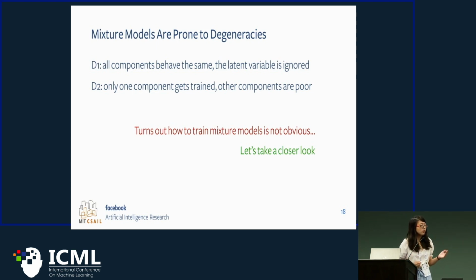Degeneracy type 2: only one component gets trained, and the others are poor and cannot be used to translate any source sentence. Now, how to train mixture models is not obvious. Let's take a closer look.